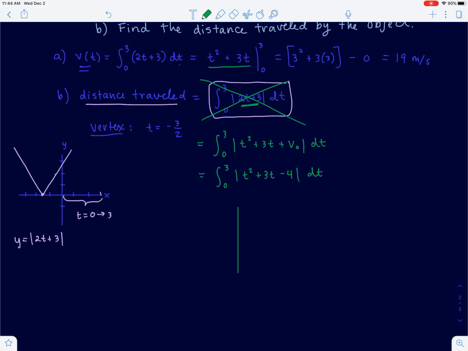So that's our t. And t squared plus 3t minus 4 factors into (t + 4)(t - 1). So I have zeros at -4 and at +1. The -4 we're not going to care about because it's outside of our 0 to 3.